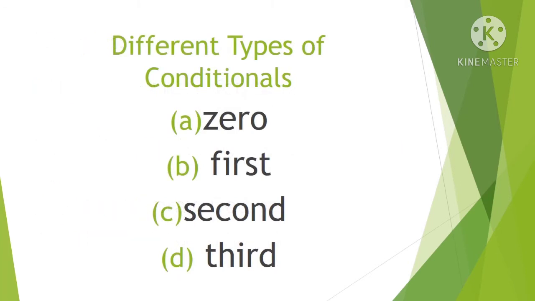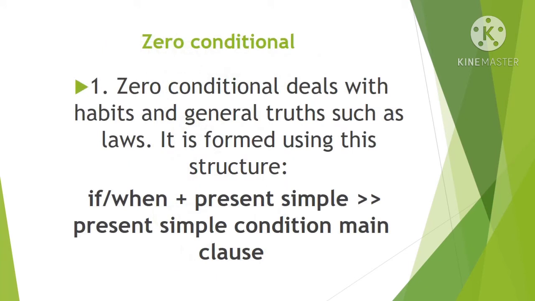There are different types of conditionals. We have 0, first, second, and third. The first type of conditional is zero conditional. Zero conditional deals with habits and general truths, such as laws. It is formed using this structure: if or when plus present simple, followed by present simple in the main clause.